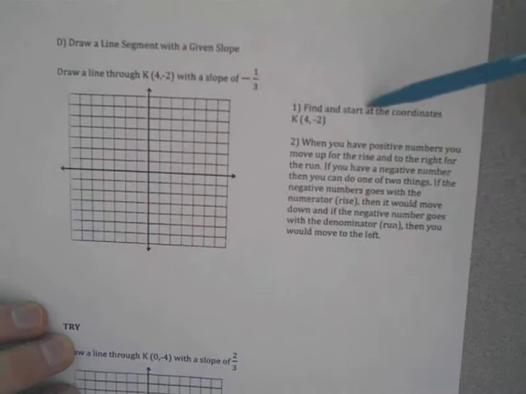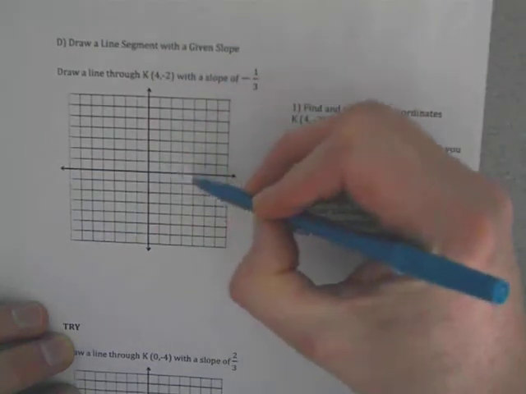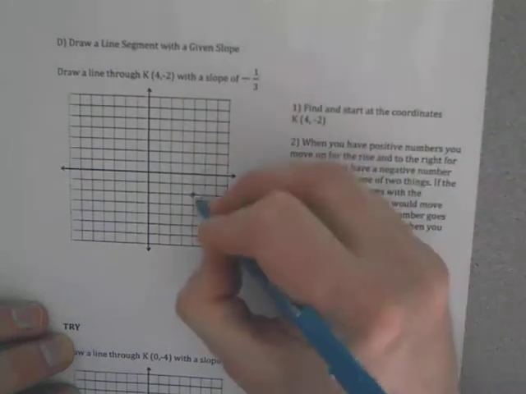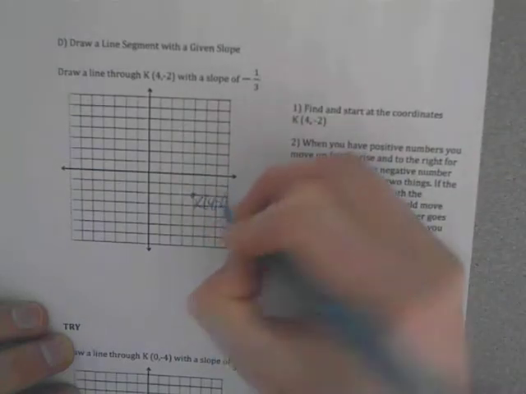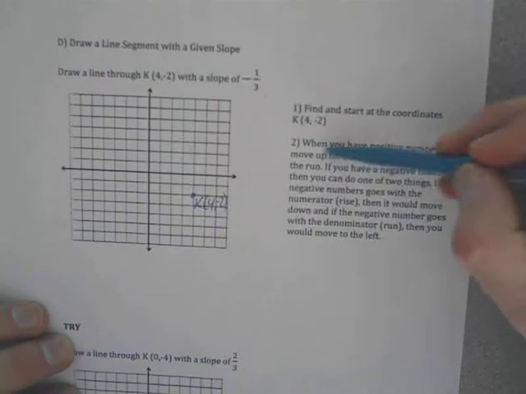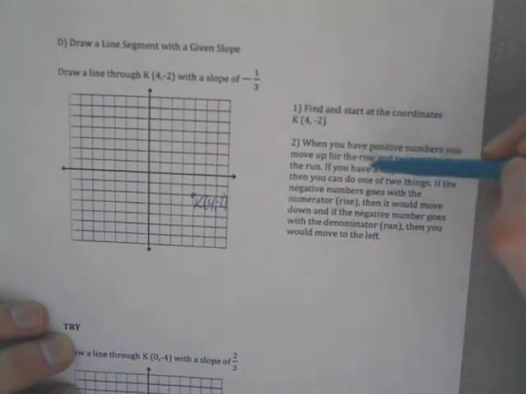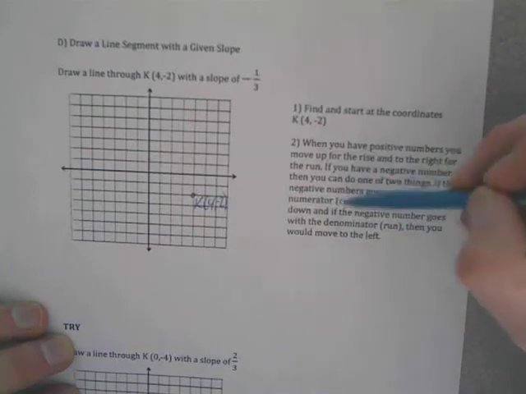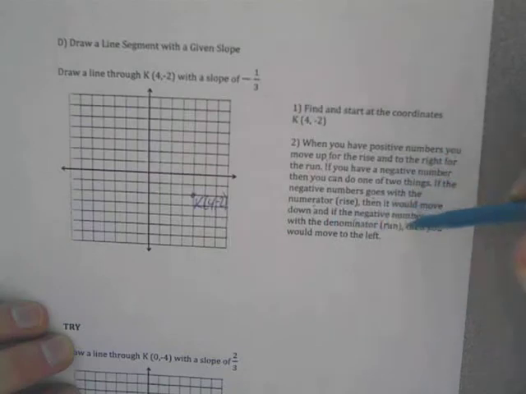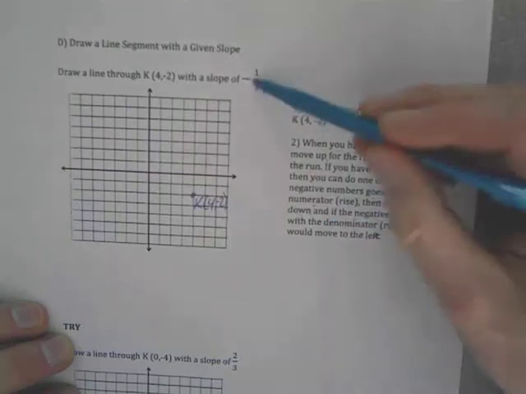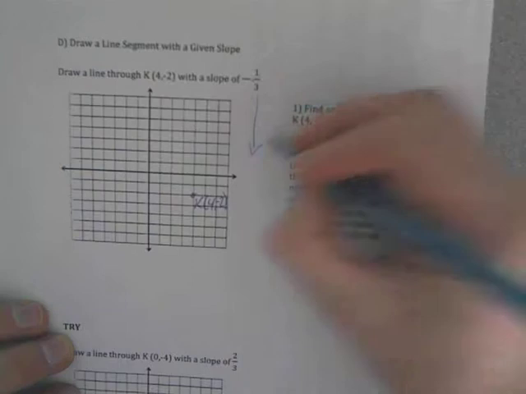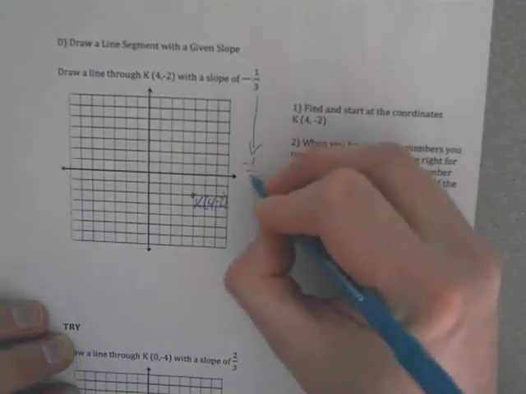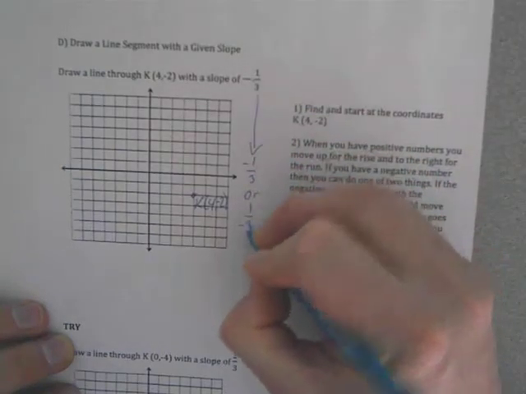So first, find the start of the coordinates with k, which is 4, negative 2. So 1, 2, 3, 4, 1, 2. So there's my k, which is 4, negative 2. And it says when you have positive numbers, you move up for the rise and to the right for the run. If you have a negative number, then you can do one of two things. If the negative sign goes with the numerator, the rise, then you would move down. If the negative number goes with the denominator, the run, then you would move to the left. So we can say that we either have negative 1 over 3 or 1 over negative 3. And we'll use both.